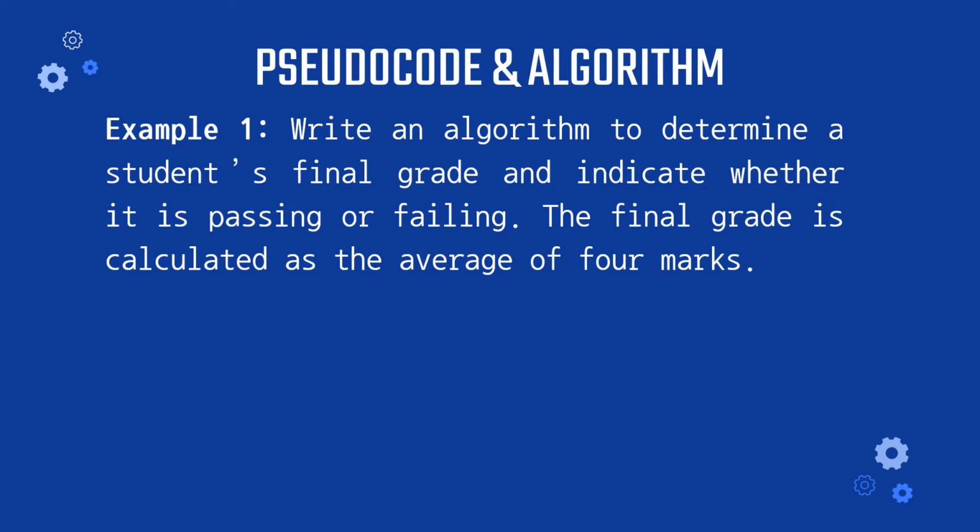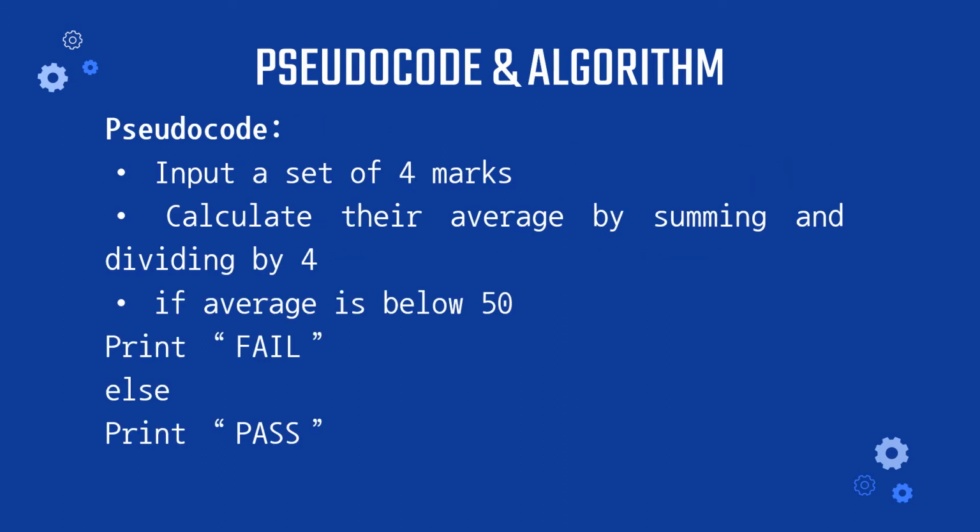So, meron tayong 4 na marks. So, for example, yung grade mo sa mathematics, grade mo sa English, Filipino, at saka science. Kailangan natin makuha yung average po nun, at kung pasado ba siya or hindi. So, ito po yung example ng pseudocode. Input a set of 4 marks. So, yung 4 na grade ng subjects, 4 subjects.